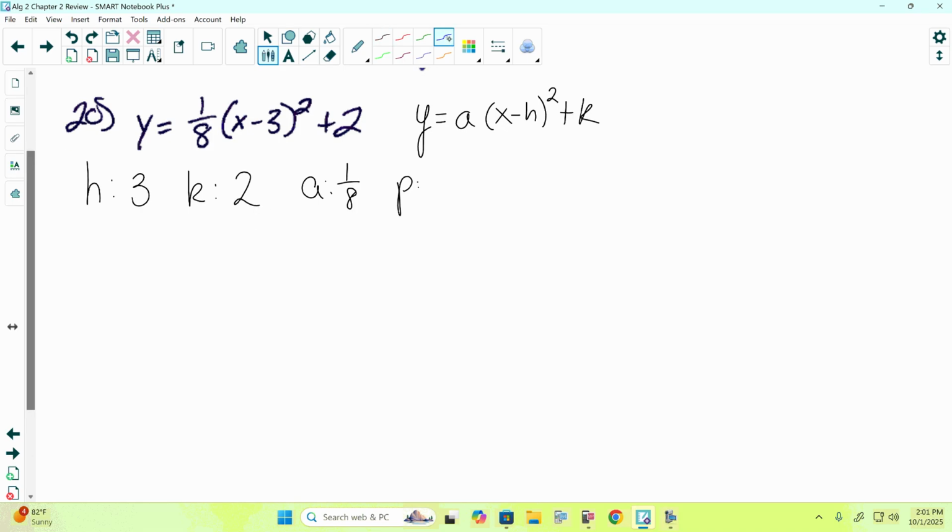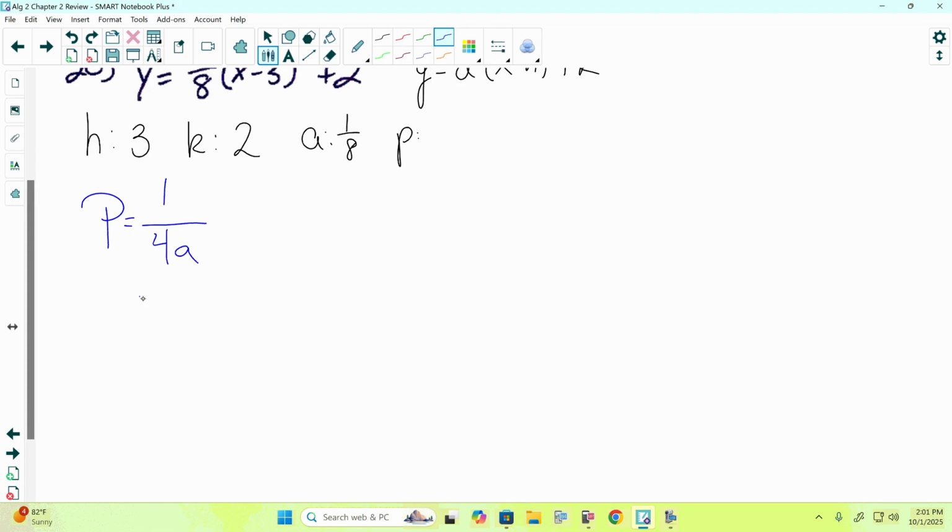The only value we're missing this time is p, and p is equal to 1 over 4a. So we'd have 1 over 4 times 1/8. Again, at this point, just stick it in the calculator. Let it do it for you. 1 over 4 parentheses 1/8, close parentheses, enter, is 2. So it tells us the value of p is 2.